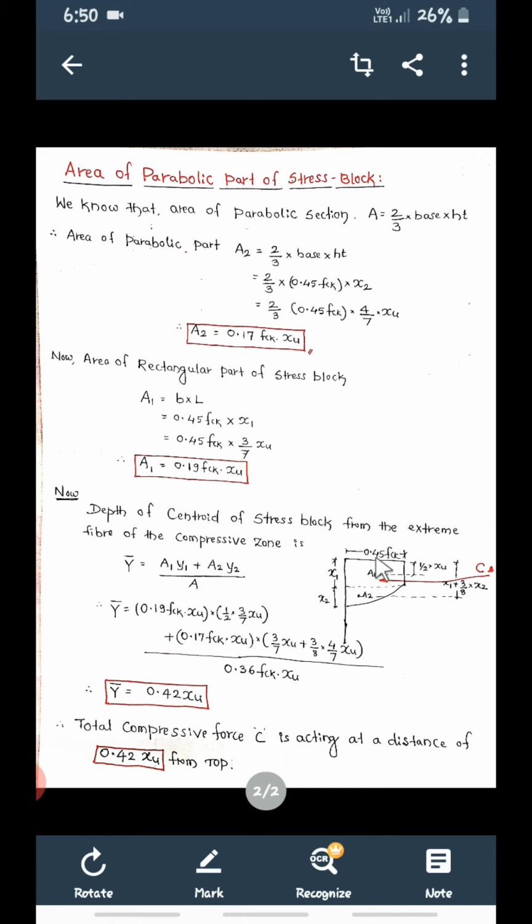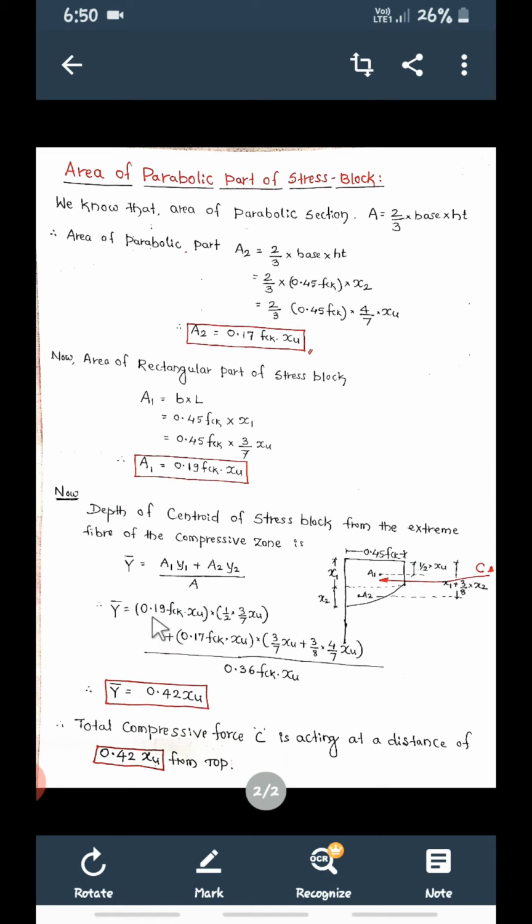So the centroid from the top will be half of x1. Then the centroid of this parabolic part, from the top again, will be x1 plus 3 by 8 of x2. Okay, now see, we have written here, so therefore this is y bar now. From the top to where C will be acting, that is y bar.